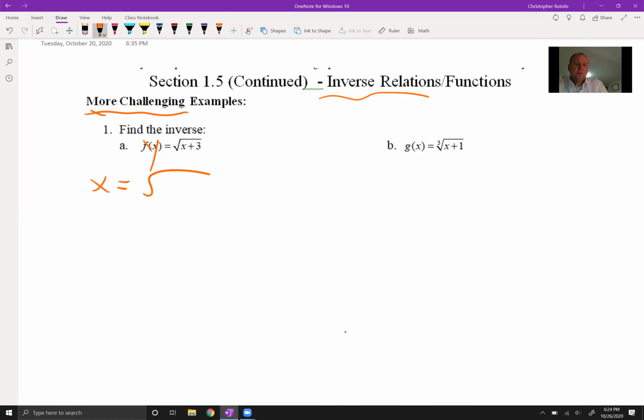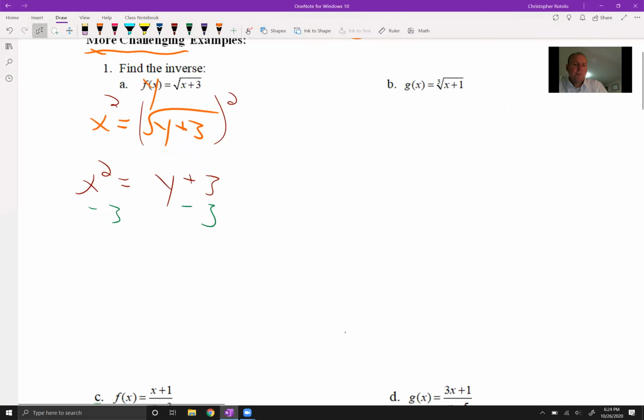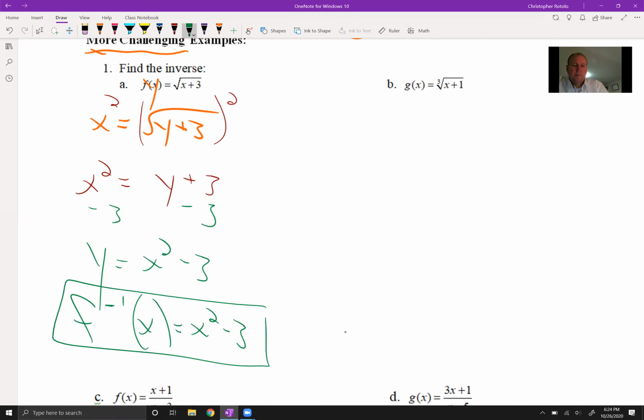So I get x equals the square root of y plus 3. All right, so some things we're going to do is we're going to square both sides. So I get x squared equals y plus 3. And then we just need to get rid of that 3, so minus 3. So we come back to saying y equals x squared minus 3. Remember, we're going to change the notation just a little bit. So it's the function, right? f to the negative first power of x equals x squared minus 3. Not too shabby.